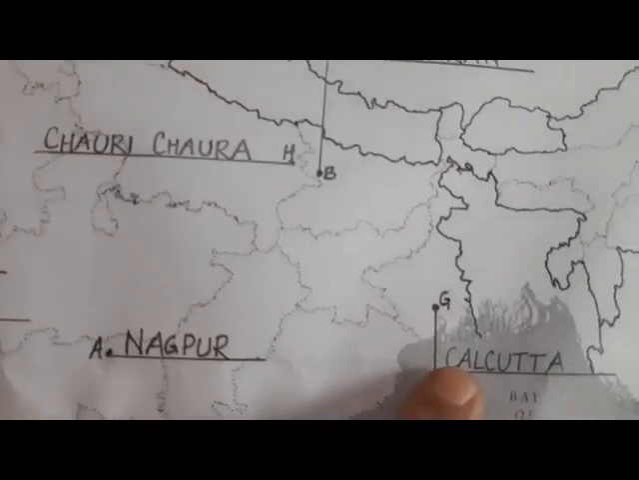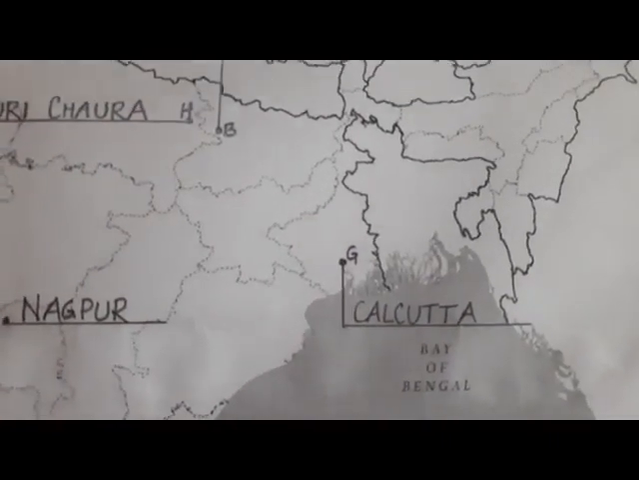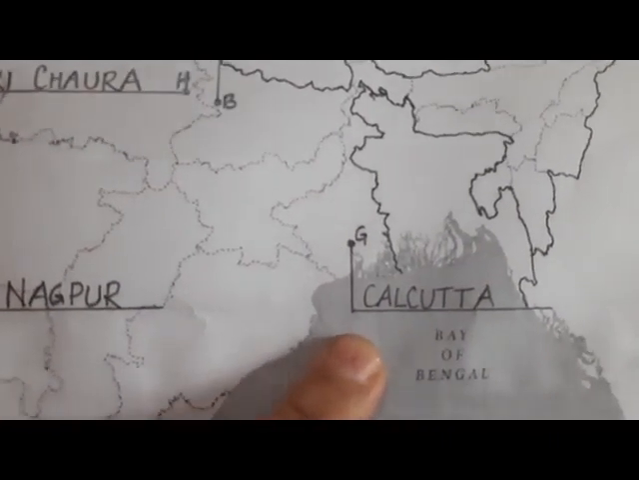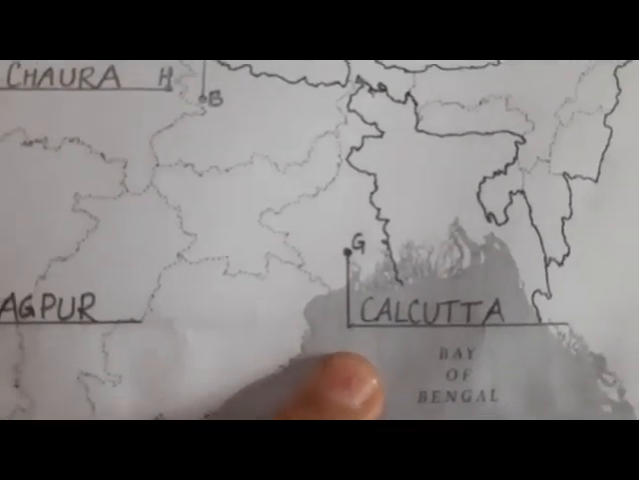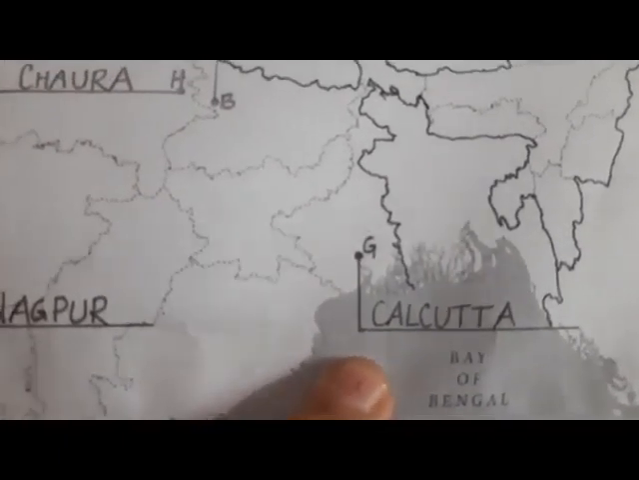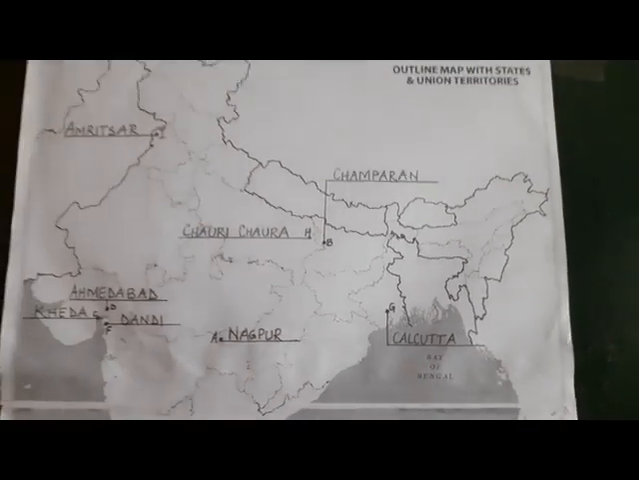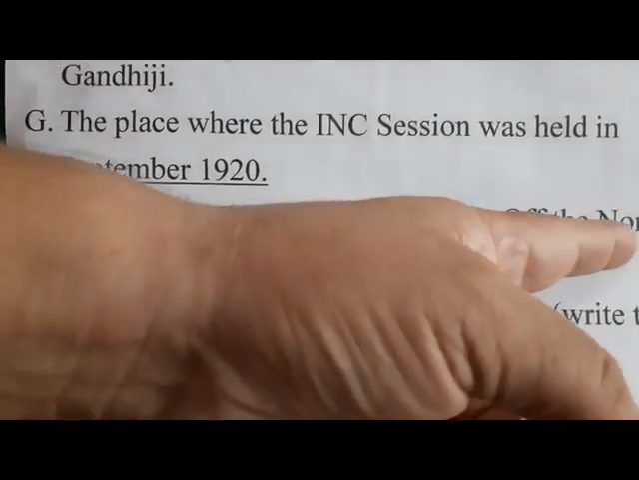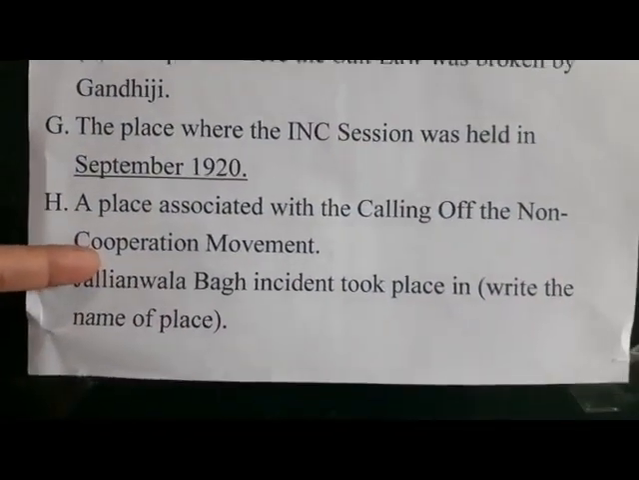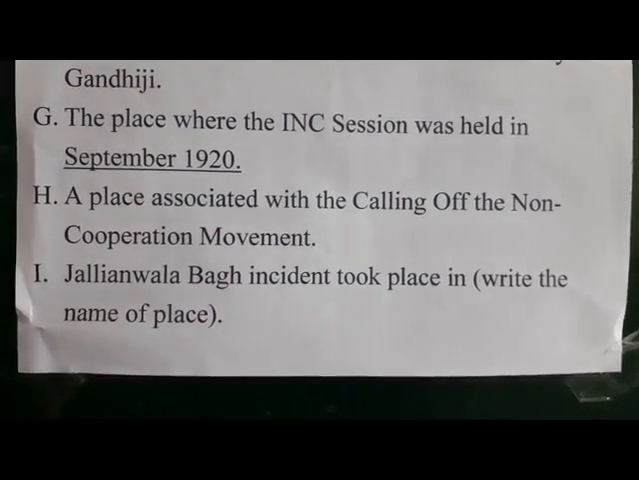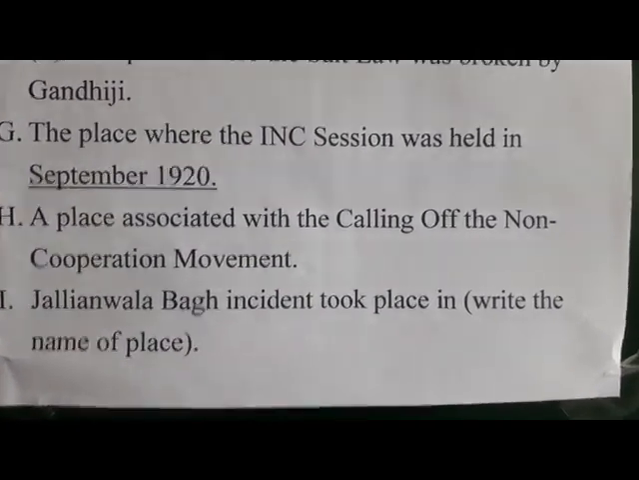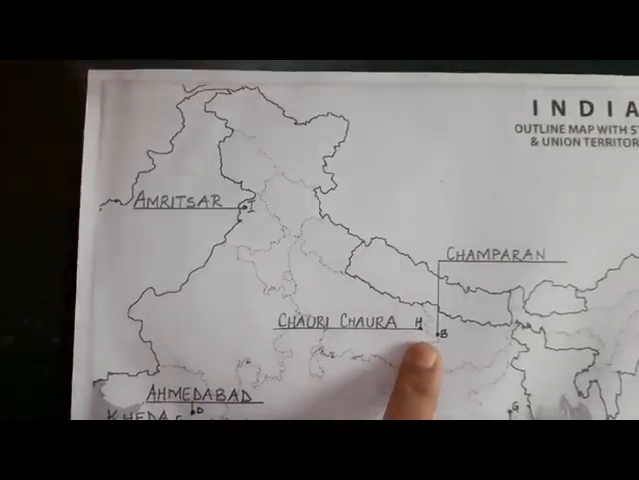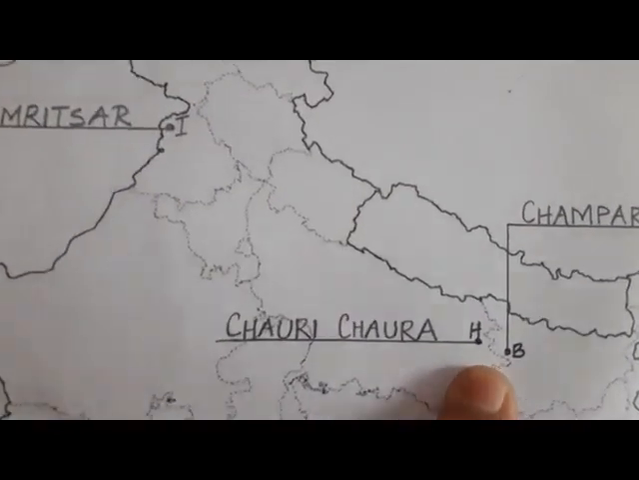G means it is Kolkata. Actually, that's the new name, but you have to write the old name. It says Calcutta. Don't write the new name. Write the old name, Calcutta. Next, H. A place associated with the calling of the non-cooperation movement. Look for H. Where is H? It says H, you have Chauri Chaura.